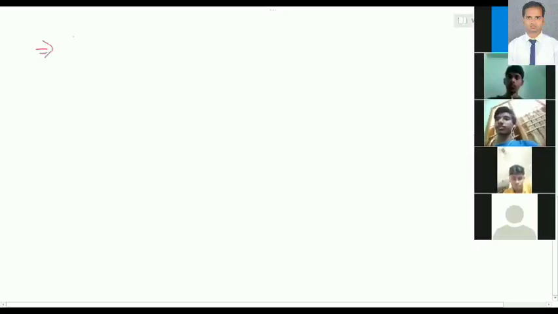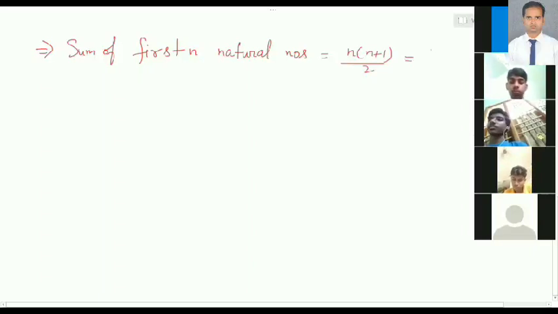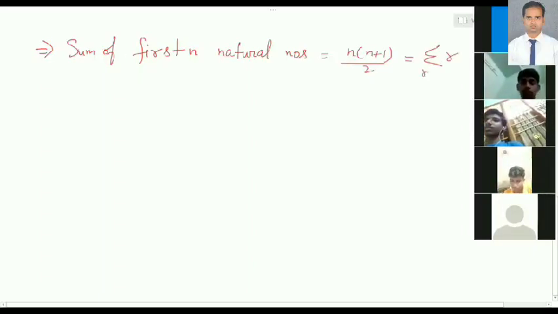Do you know what is the sum of the first n natural numbers? It is n into n plus 1 by 2. Very good. This will be equal to n into n plus 1 divided by 2. And this thing we can write in this form as summation of r, with r equal to 1 to n.